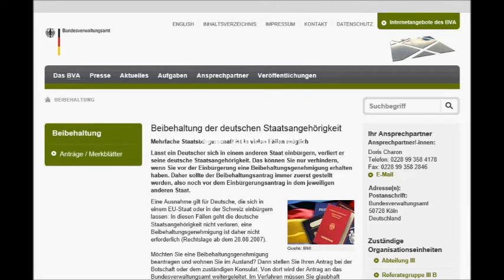Okay, so I have here the website of the German authority that deals with that. It's the Bundesverwaltungsamt. I'm not sure if they have an English site, and the Bundesverwaltungsamt is basically in charge of dealing with applications to retain German citizenship and to deal with dual citizenship.